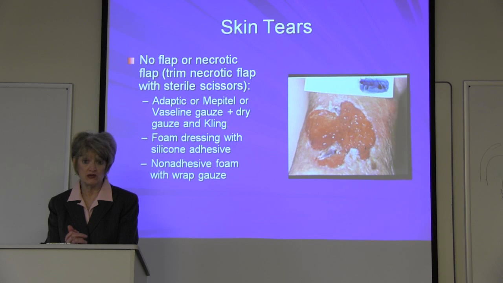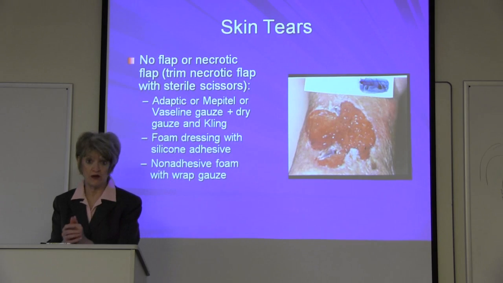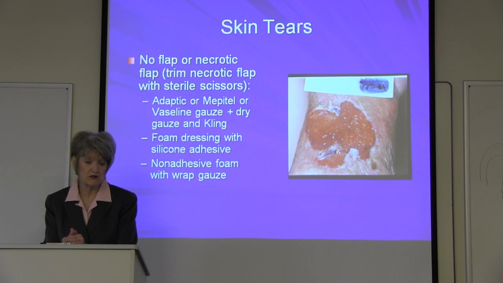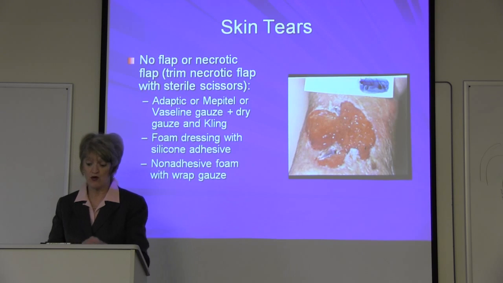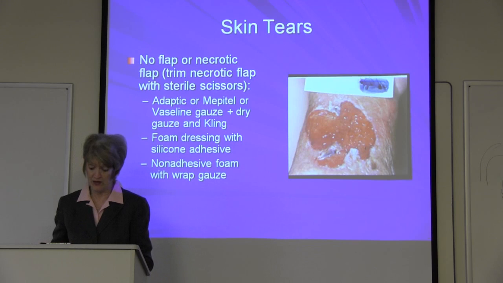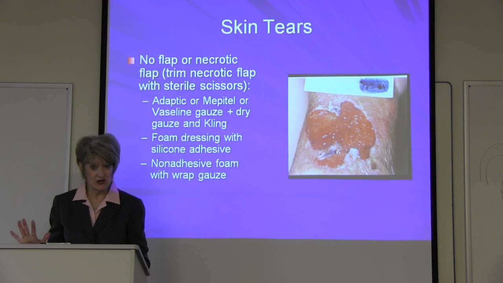So you could use Vaseline gauze and wrap gauze on an open wound like this, but it would also be appropriate if you had a wound that was partially covered by the flap with an exposed periphery. So any of the dressings that we've talked about would be appropriate both for a skin tear where part of the flap was retained, all of the flap was retained, and for a skin tear where none of the flap was retained. And that's how you want to set it up.